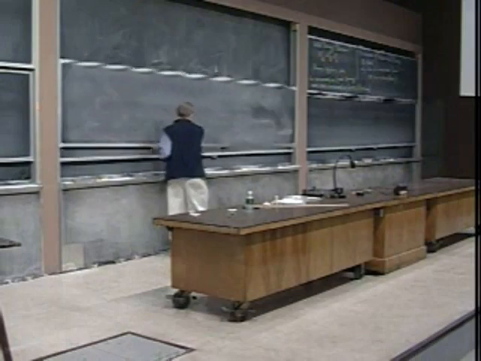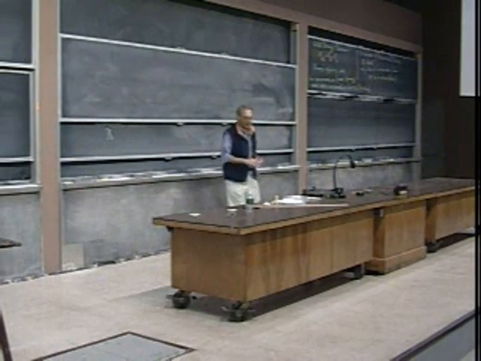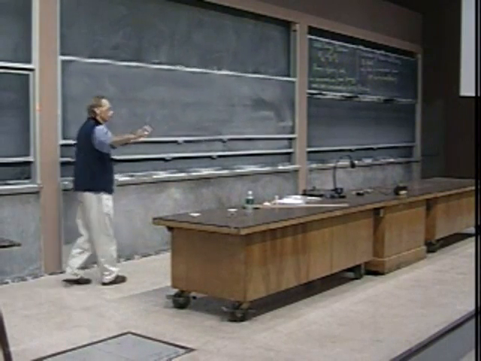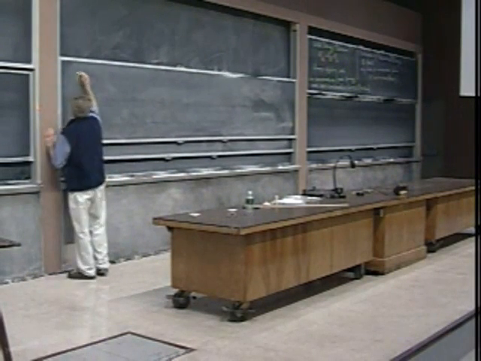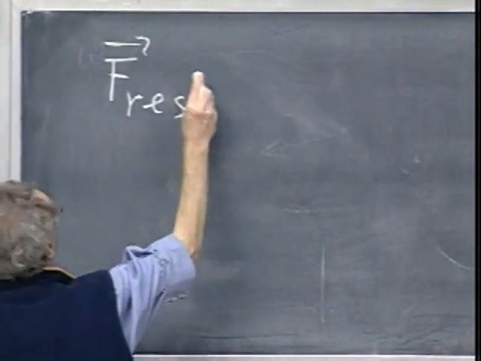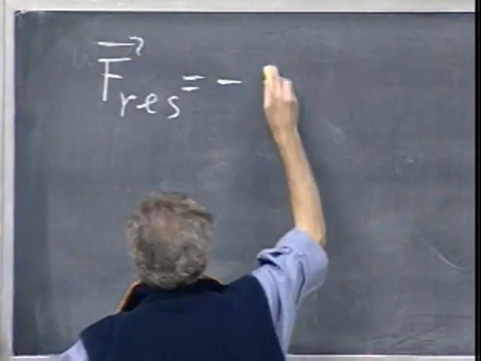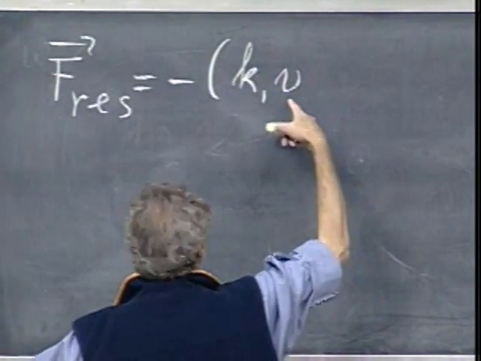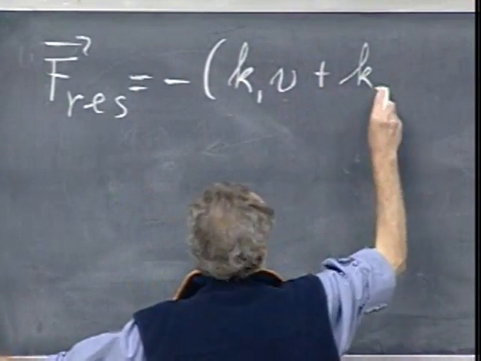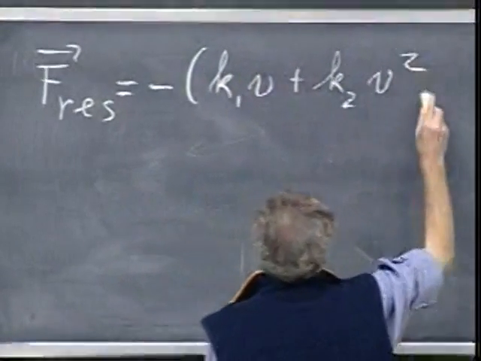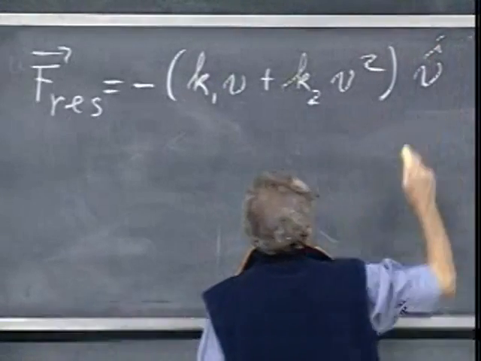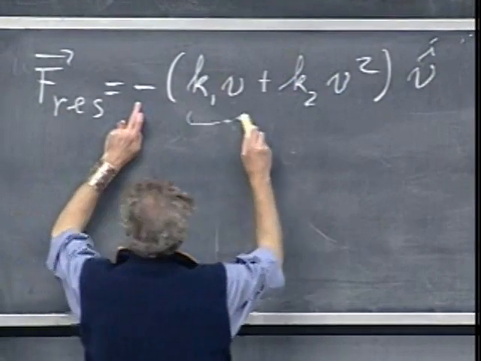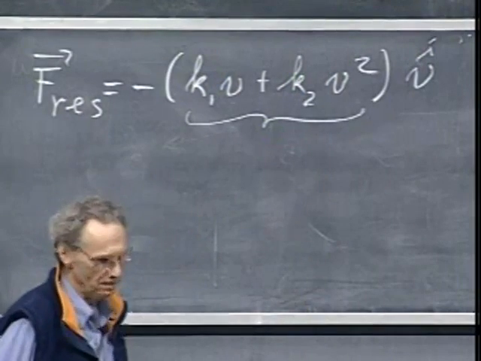And so let's talk a little bit about the resistive forces. If an object moves through a medium, air or a liquid, there is a resistive force which always opposes the velocity. It has two terms, k1 times v, this is the speed, this is always positive, plus k2 times v squared, and this is the unit vector of the velocity. It's always opposing the velocity. So this is the magnitude of the resistive force.